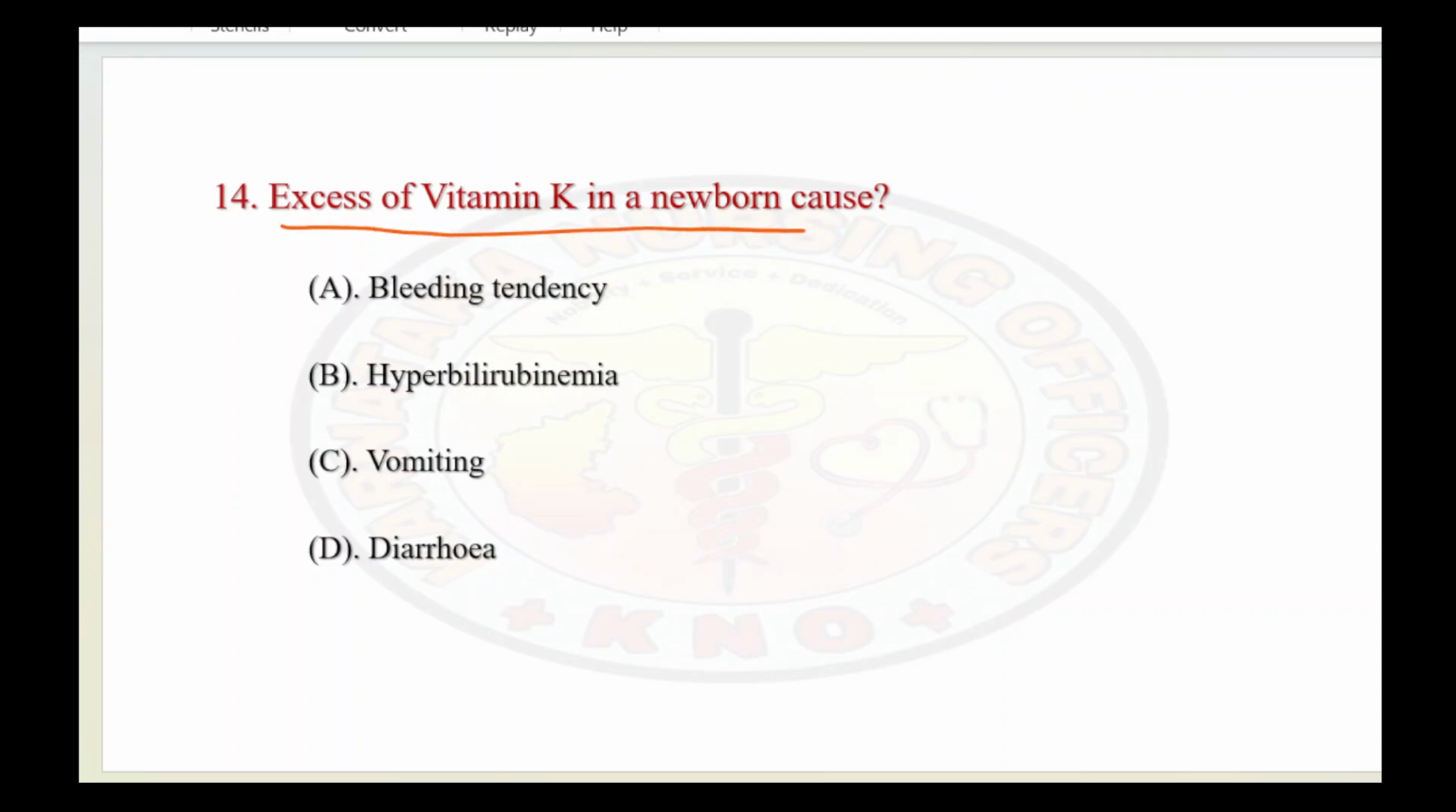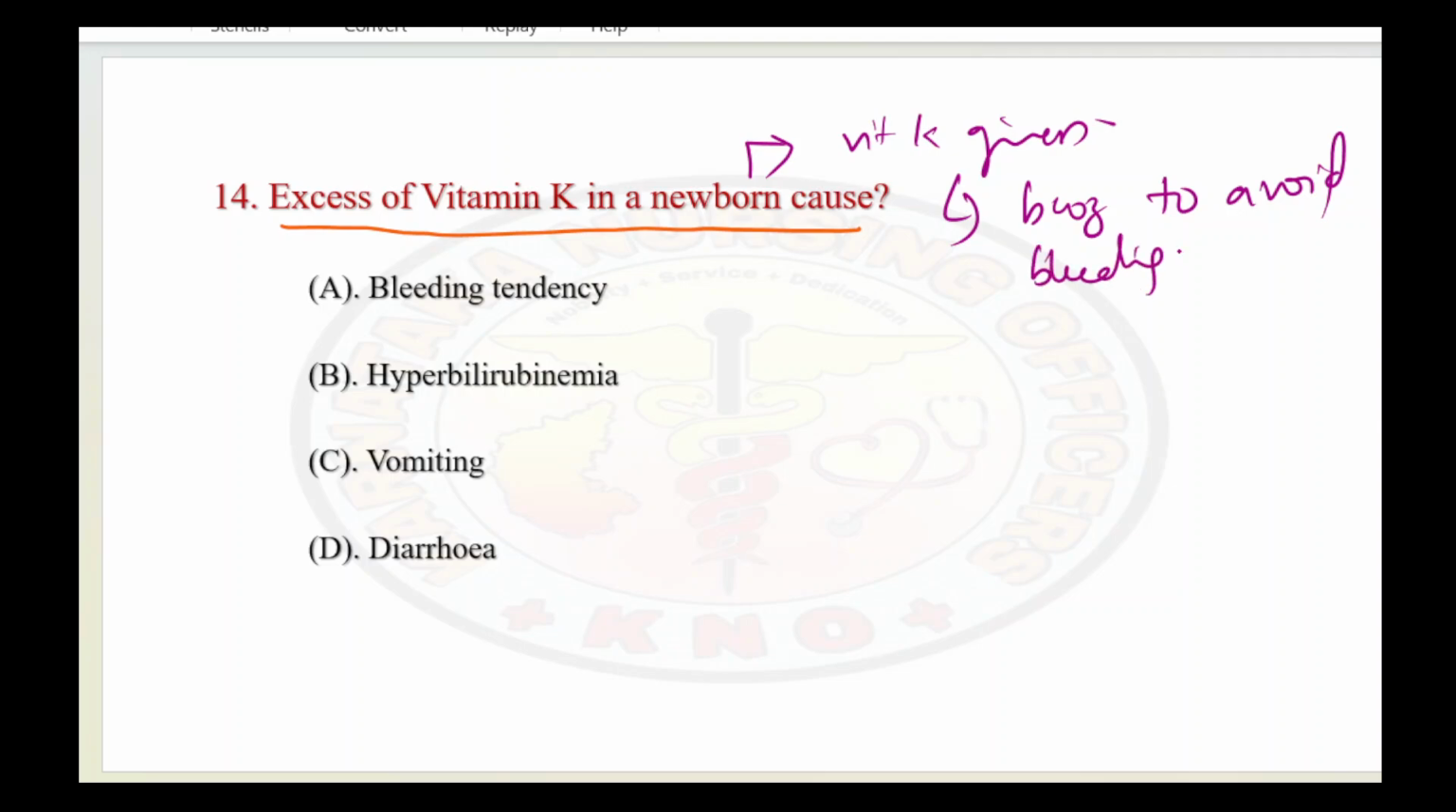Excess of vitamin K in newborn is going to cause which problem? Options are bleeding tendency, second option is hyperbilirubinemia, third option is vomiting, and fourth option is diarrhea. So for newborn, after birth, vitamin K is given. Why we are giving it is to avoid bleeding problems.